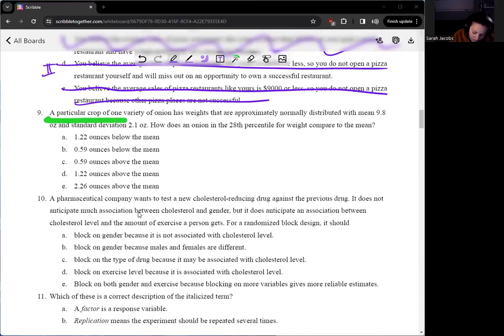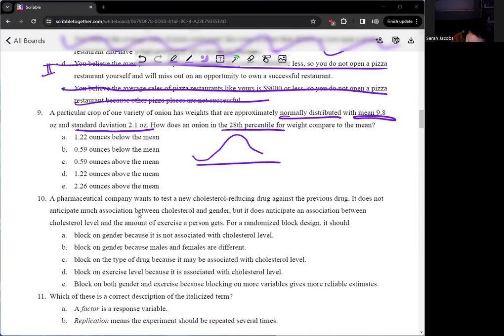Number 9. A particular crop of one variety of onion has weights that are approximately normally distributed with mean 9.8 ounces and standard deviation 2.1 ounces. How does an onion in the 28th percentile for weight compare to the mean? Okay, so 28th percentile. This is basically an area. We want the value where 28% is below. Sounds like an inverse norm situation to me. So we're going to say inverse norm.